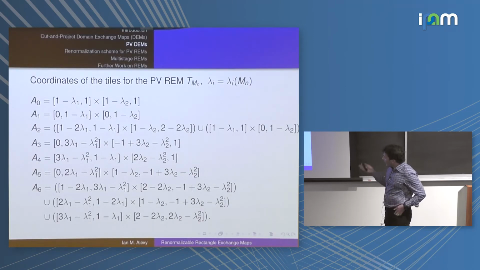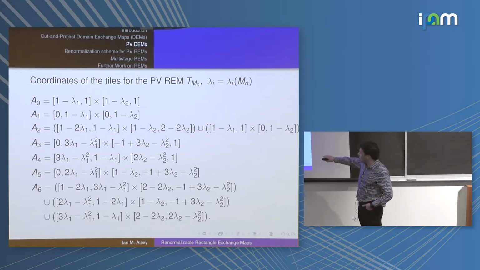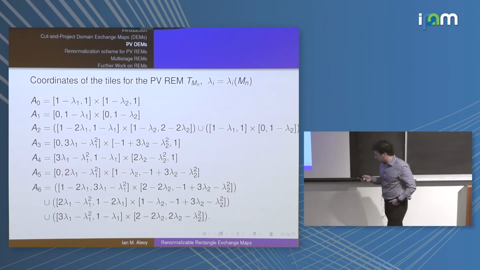All right. And once you prove that, you can explicitly write down the coordinates of the tiles. What they are is not so important. It's just interesting to observe that the coordinates are algebraic integers in Z adjoin lambda.